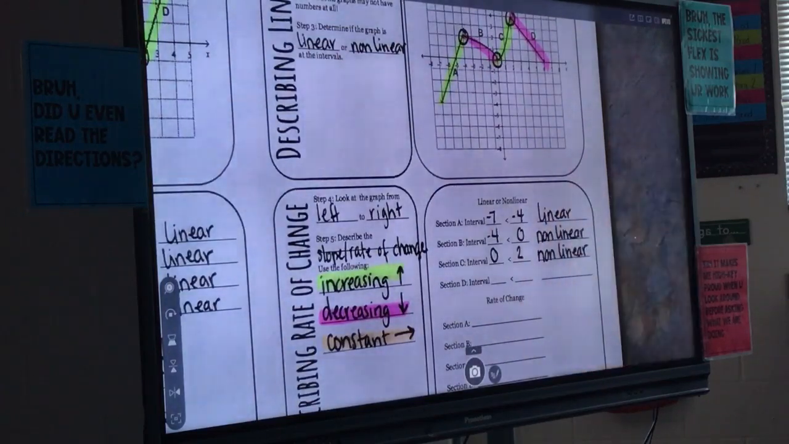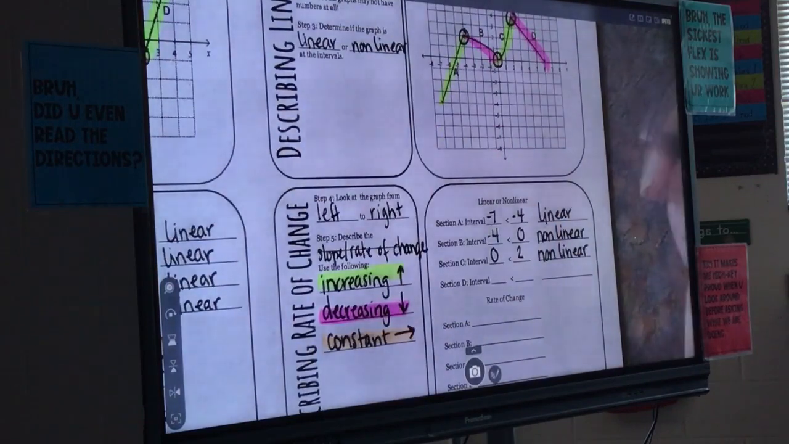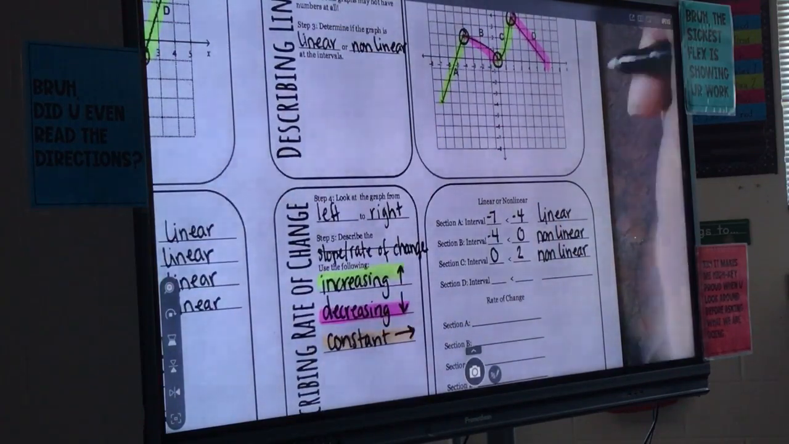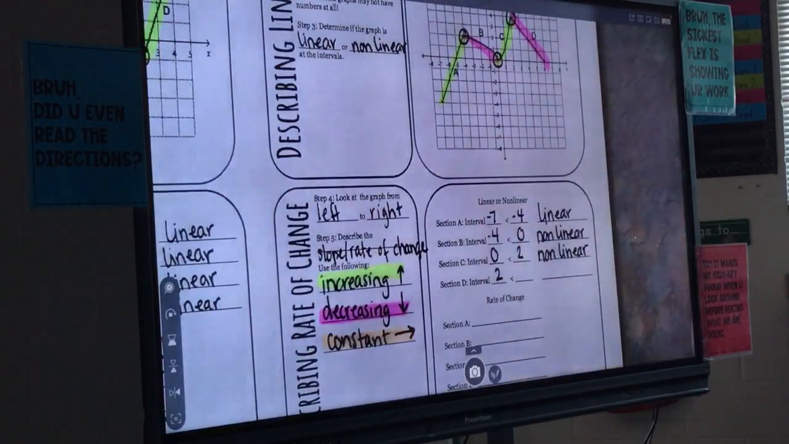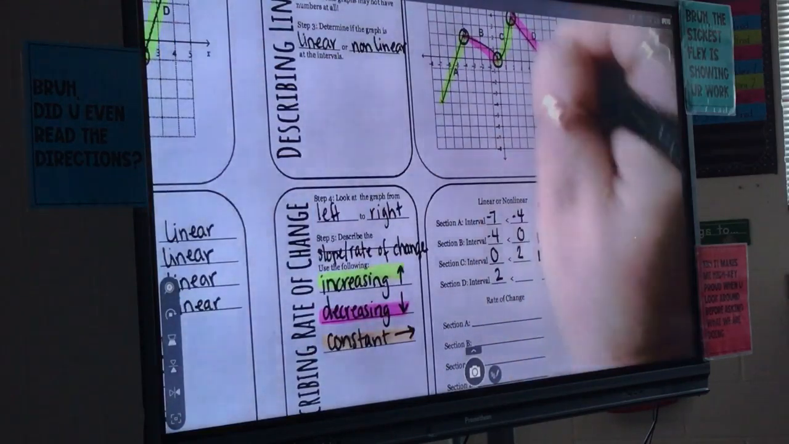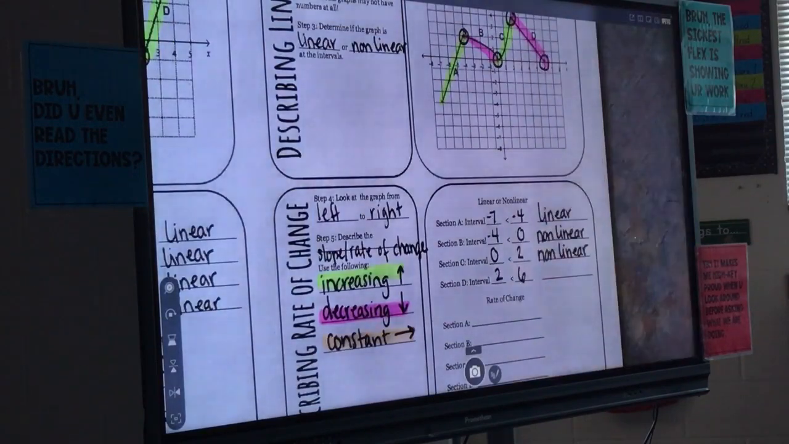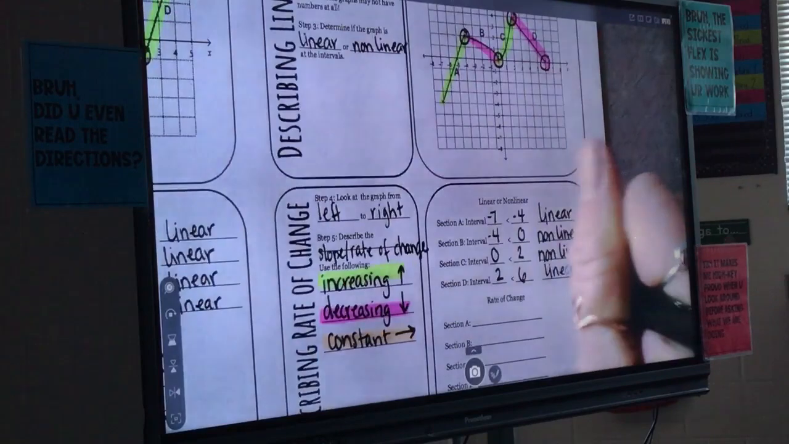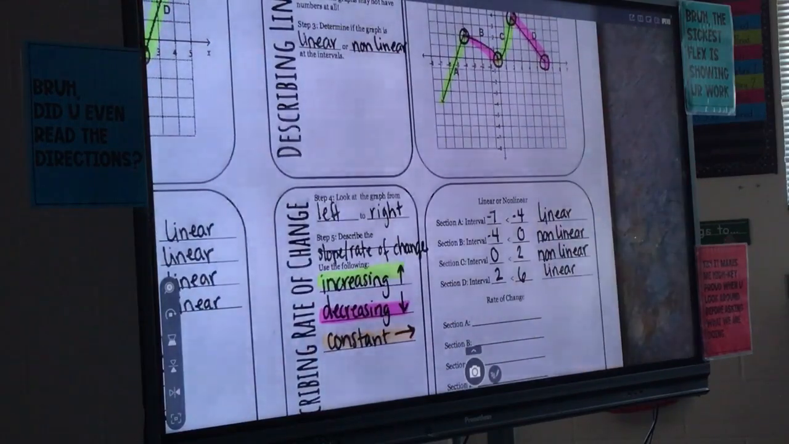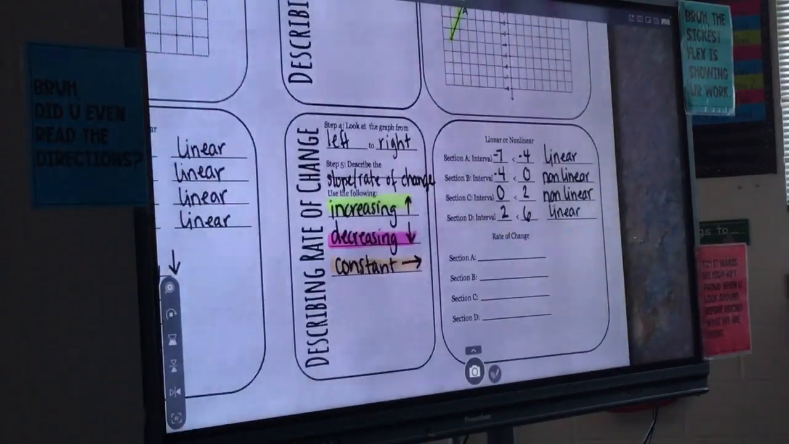All right, and then section D. Brielle, where does it start? Where does it end? It starts at 2. That's 6. And is it linear or non-linear? How do you know? Okay.